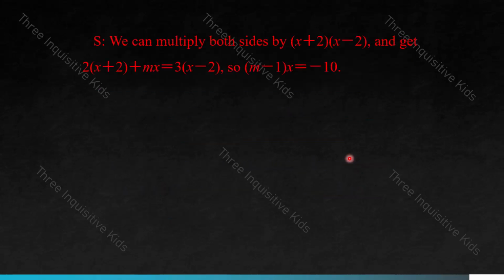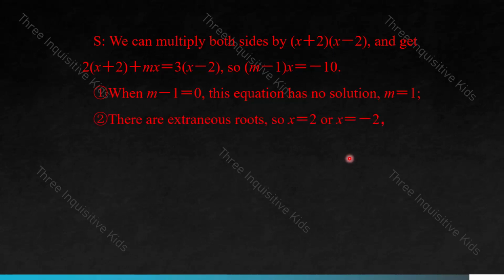We can multiply both sides by (x + 2)(x - 2) and get 2(x + 2) + mx = 3(x - 2). Therefore, (m - 1)x = -10. So when m - 1 is equal to 0, this equation has no solution, and m = 1. There are extraneous roots, so x = 2 or x = -2. So these are each of the different scenarios that we could come to.